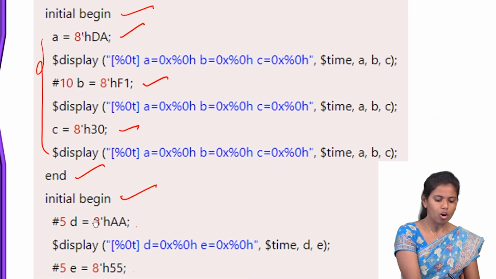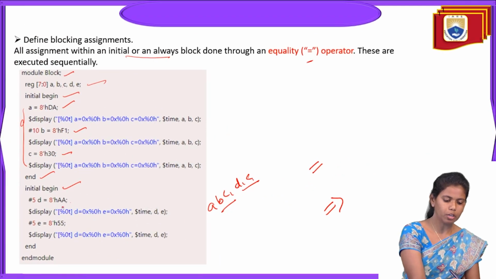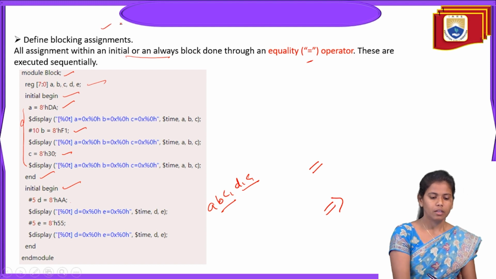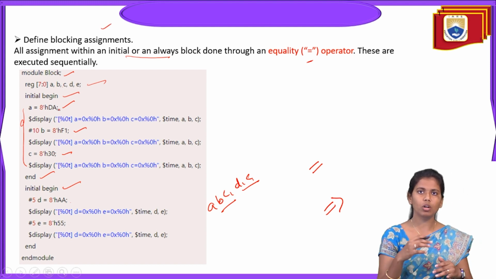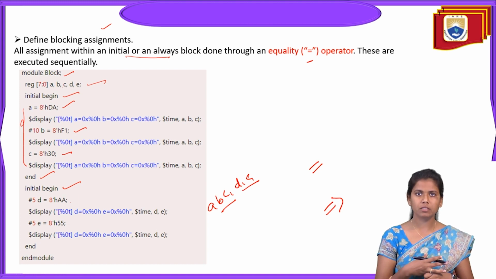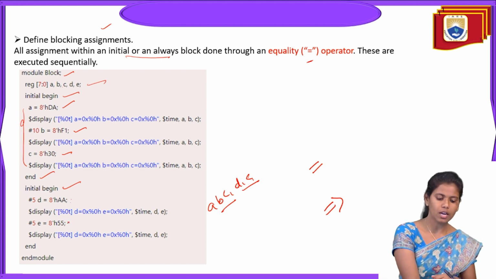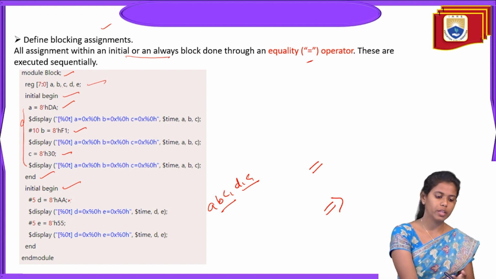all the statements are happening with equals to, right? So equals to are nothing but the blocking assignments, right? So we are representing all the variables A to E. We are representing some numbers. So those number representations are considered with respect to hexadecimal.